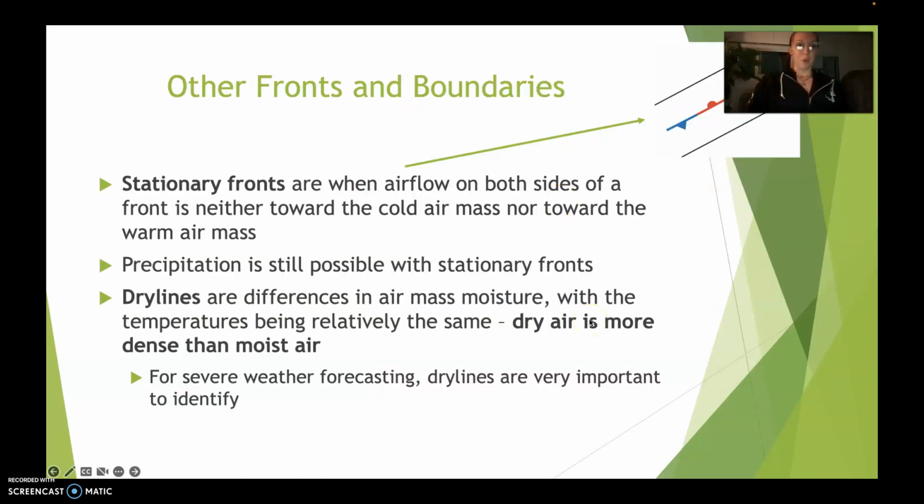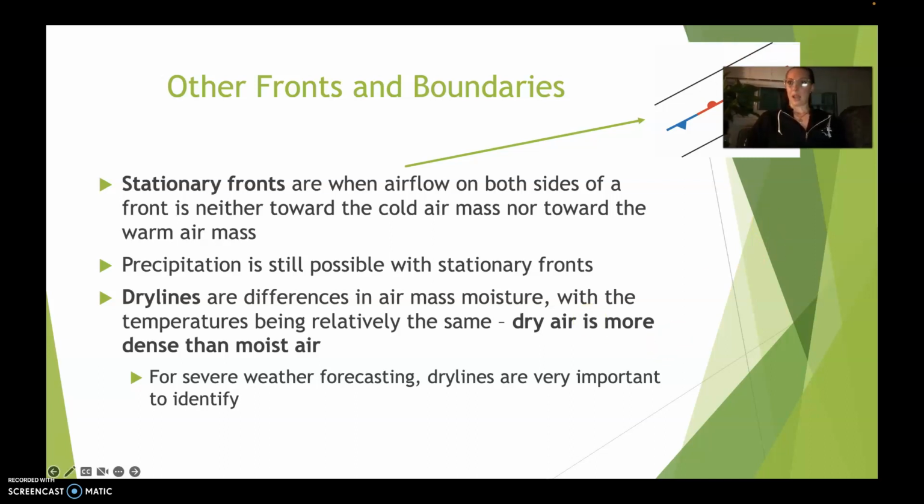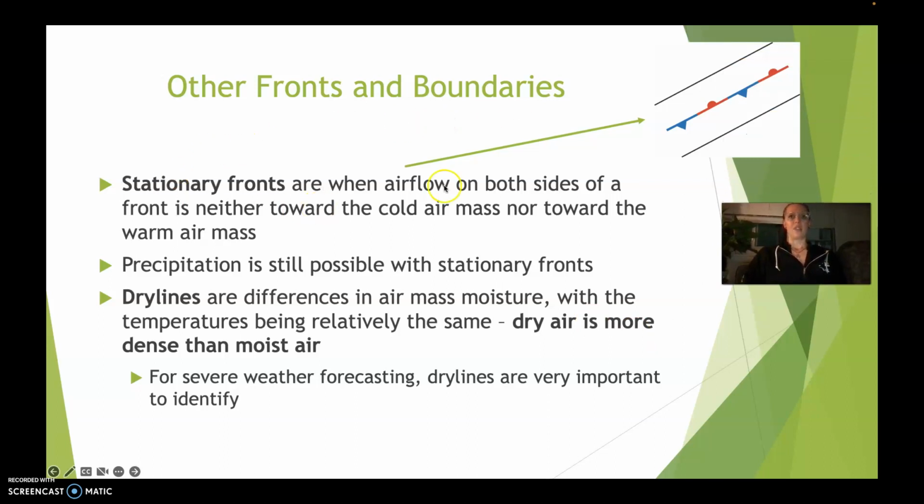So just a few more fronts and boundaries that I want to address before I end this video are that of stationary fronts. So that's when airflow is moving on either side, but they're not really acting on each other. They're just kind of there. There are definitely distinctive cold and warm air boundaries, but they're not making each other move. Precipitation is still possible with stationary fronts, by the way.